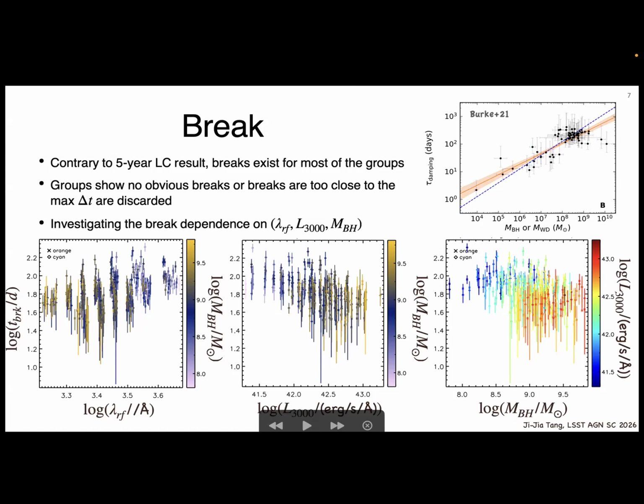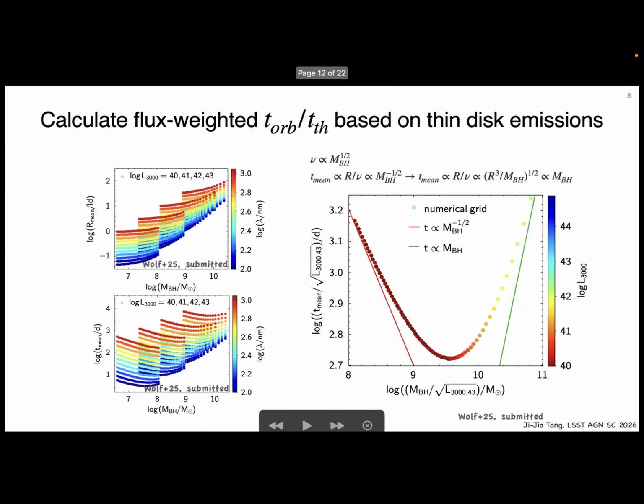But we think the relation is not so simple, like a linear relation between the breaking time scale and the black hole mass. So we try to perform a more complicated numerical calculation. This is a complicated part, but basically what we did is based on the disk model, we try to numerically calculate the flux-weighted disk size, and that gives the thermal time scale. And we found that if we normalize the time scales and black hole mass in units of square root of luminosity, we get a very clean relation, shown on the right.